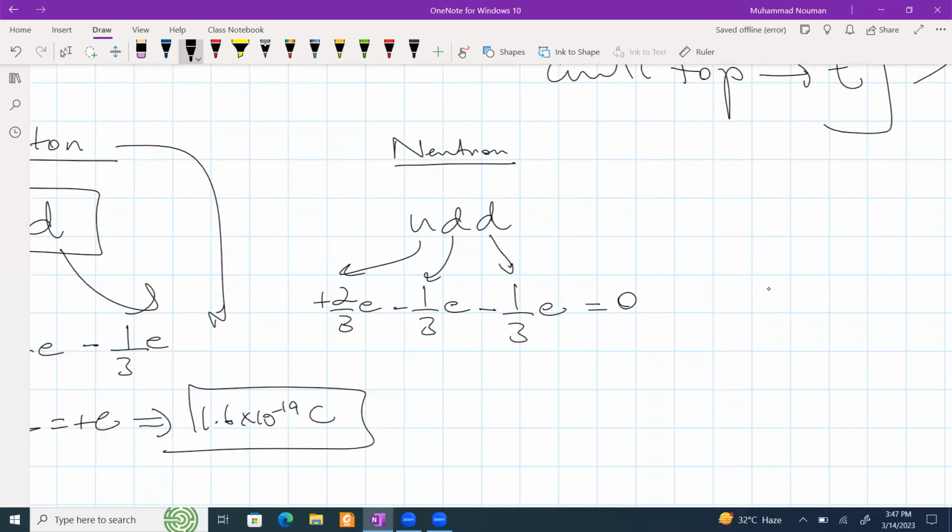One second. Yeah, one second. And the calculator is a bit confused. This is simply zero, and it must be zero as well because you know neutron is a neutral particle. Okay, so neutron.